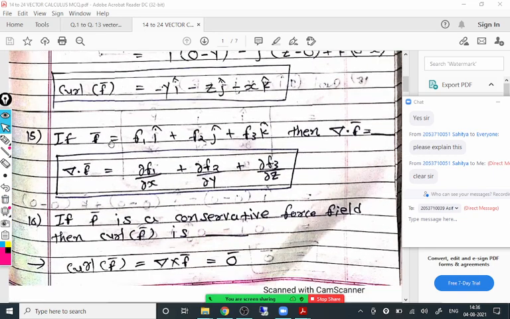Next question: f bar is given as f1, f2, f3, and we have to calculate del dot f. So you have to write down this formula, the divergence of f bar. Don't write i, j, k there. That's correct. This is the formula for the divergence of f bar.